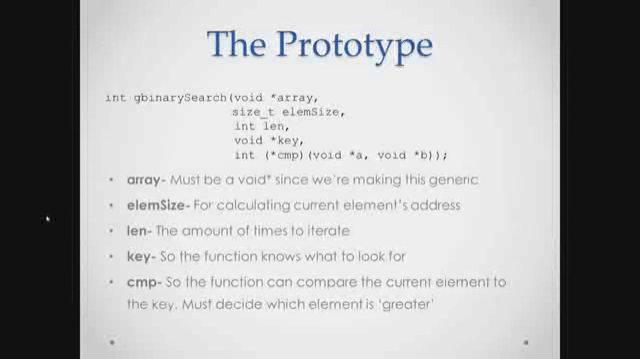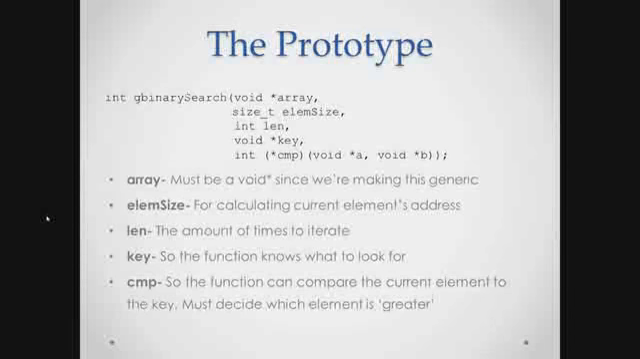And the second parameter needs to be the size of each element so that we can calculate the address of the element at the current index. And then we need the length so that we can initialize our high variable to something so that we know how long the array is. And then we need a key so that we know what to look for inside of our array, and this too needs to be a void star since the key could be anything. It could be a student struct or a long double or whatever.